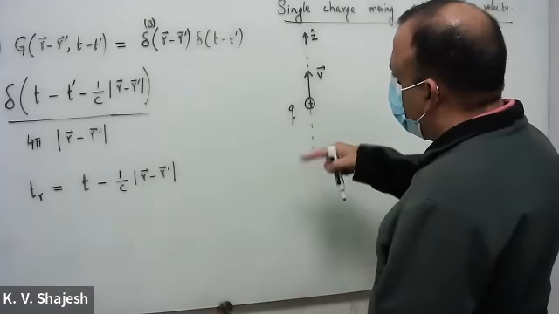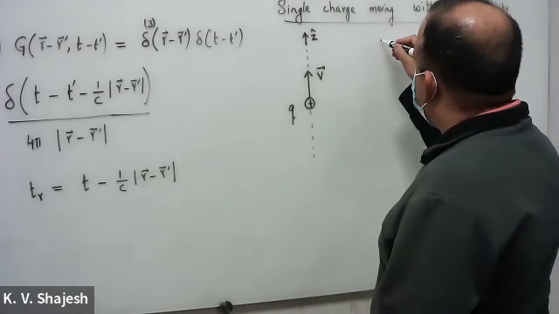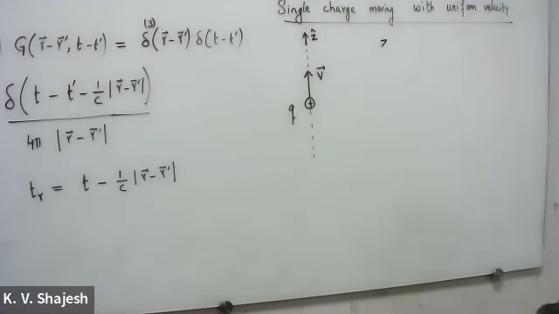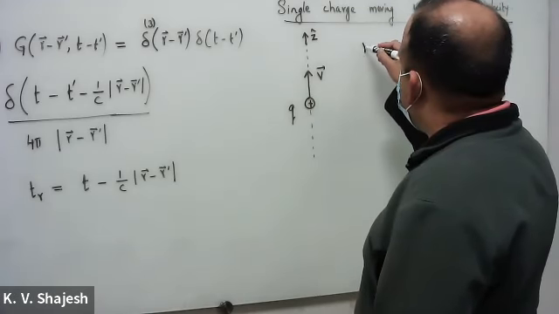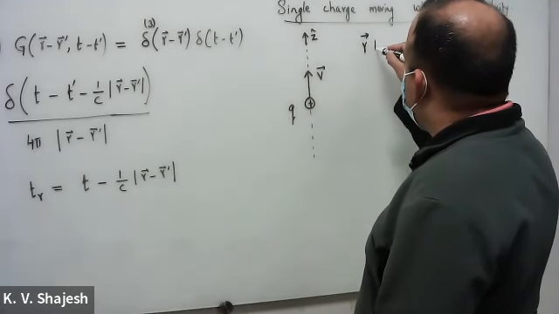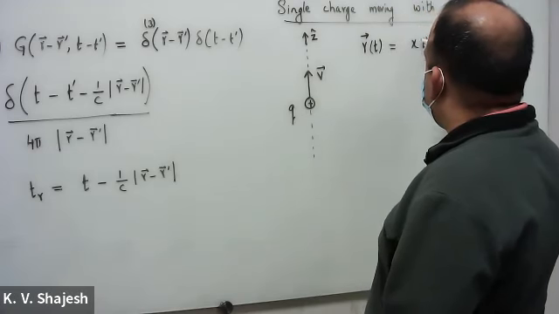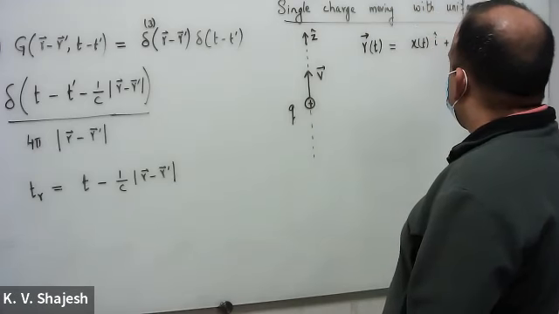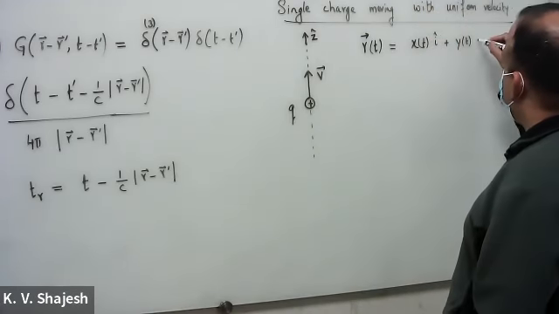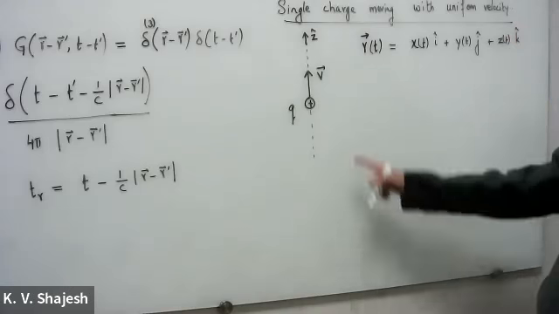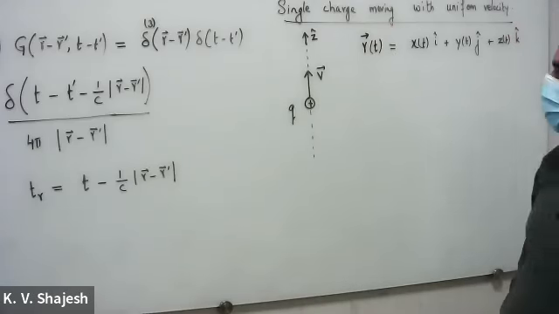Let's say at t equal to 0, its position is 0. So its position is Z. Position is R, so let's say the position vector is R. R as a function of time will be X as a function of time in the i hat direction, plus Y as a function of time in the j hat direction, plus Z as a function of time in the k hat direction. Let's say it's on the Z axis, for simplicity.